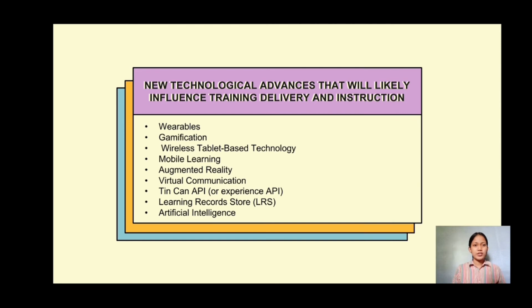And here are the new technological advances that will likely influence training delivery and instruction. First is the wearables. It can be smartwatches, bands, or smartwear. Next is gamification, wireless tablet-based technology, mobile learning, augmented reality, virtual communication, TinCan API or Experience API, Learning Record Store or LRS, and lastly, the artificial intelligence.